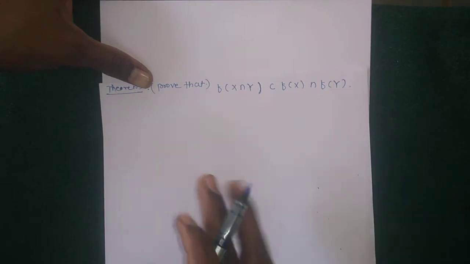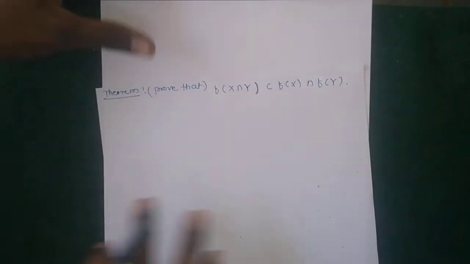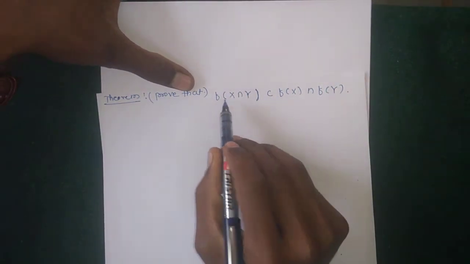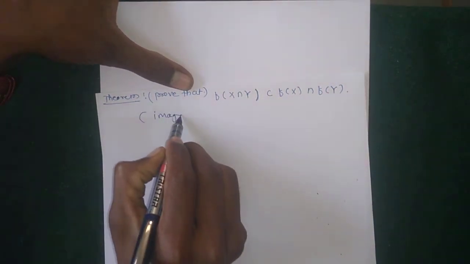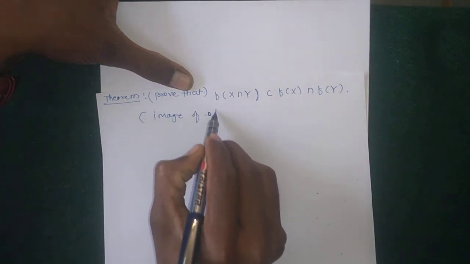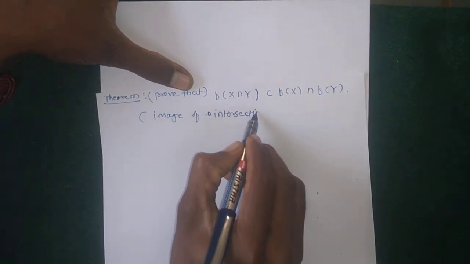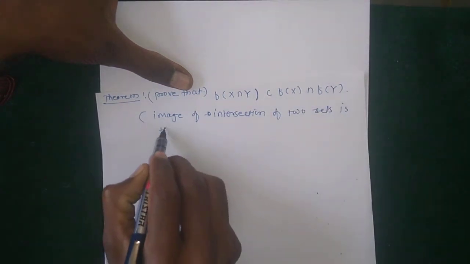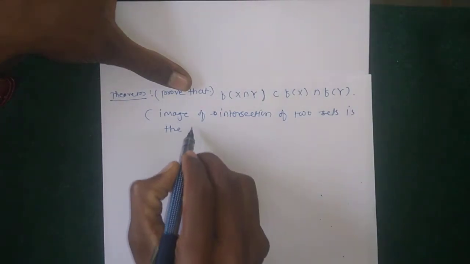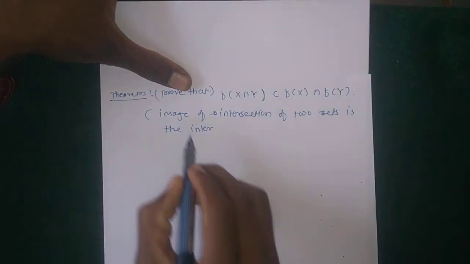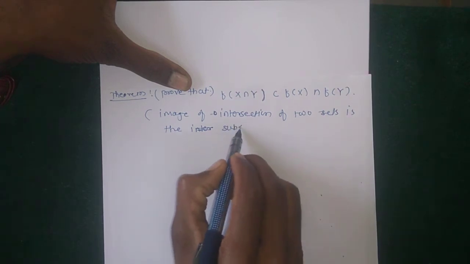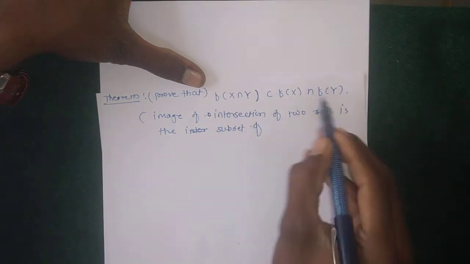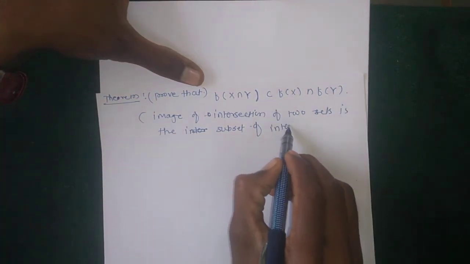So here the theorem says that the image of the intersection of two sets is a subset of the intersection of images.